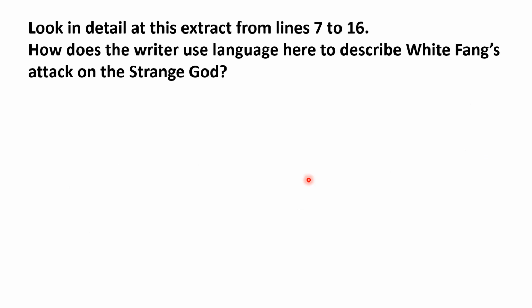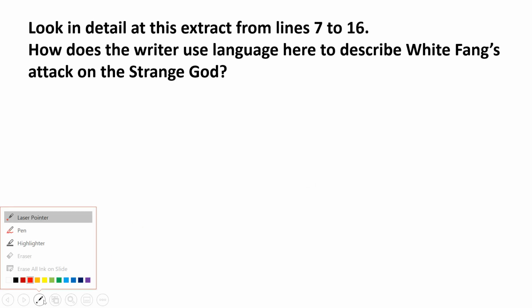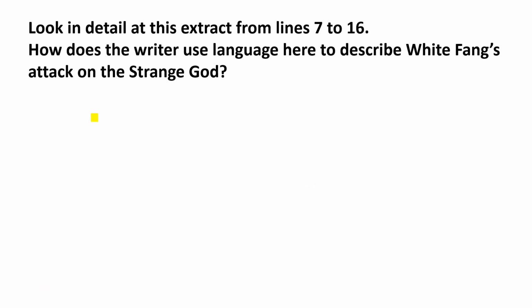Okay. So, as always, we're going to look at some examples from White Fang, and then, actually no, you are going to write a question to answer for Propping Up the Lime. So for White Fang, this is the question. Look in detail at this extract from line 7 to 16. How does the writer use language here to describe White Fang's attack on the strange god? As always, before approaching the question, you want to highlight the lines, so 7 to 16. And then you want to highlight the question focus. So I'm focusing on the description of White Fang's attack on the strange god.